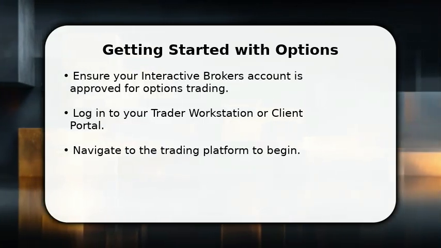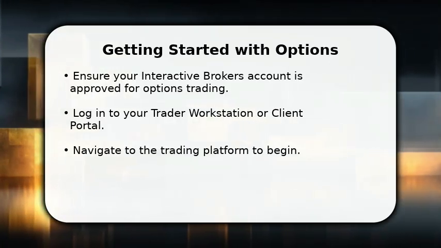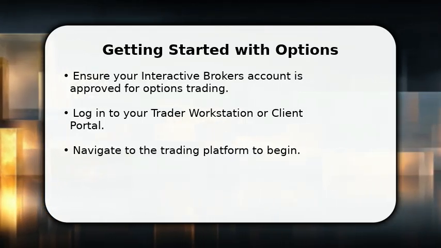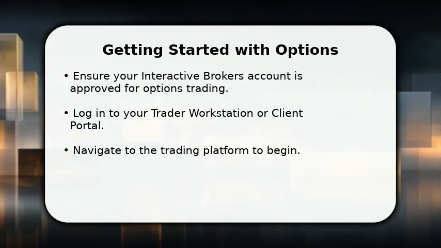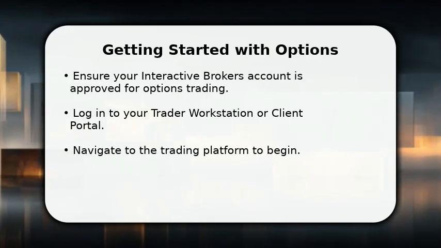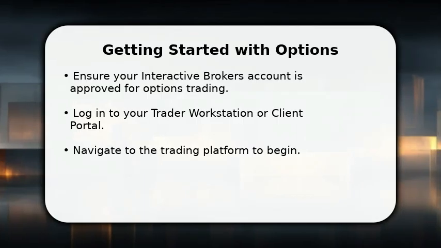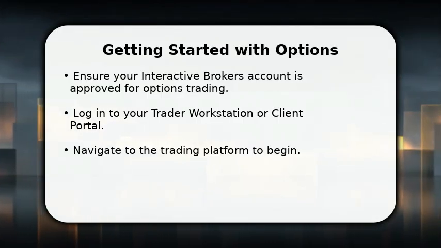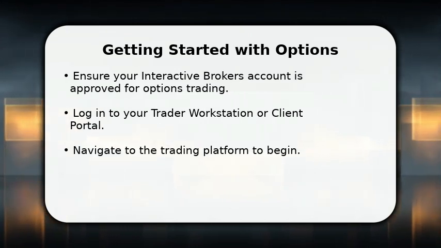First, confirm your account has options trading permissions enabled, which typically requires a minimum of $2,000 in equity. Then, log into your Trader Workstation, or TWS, or the Client Portal. Once logged in, you'll access the main trading interface where you can begin your options journey. It's crucial to have these foundational steps completed before proceeding to select your desired contracts.